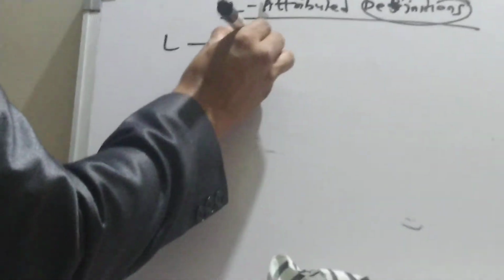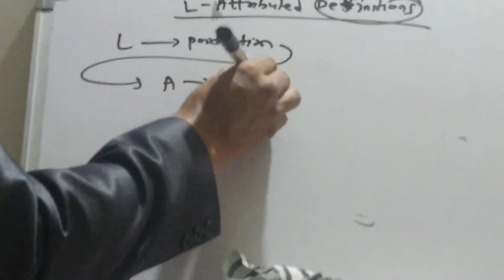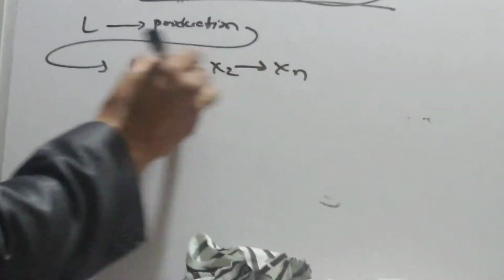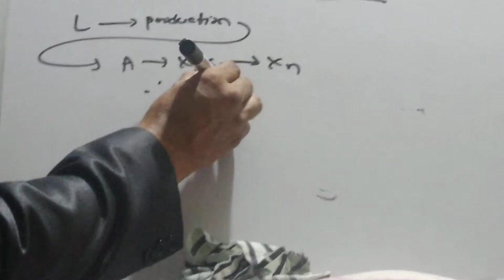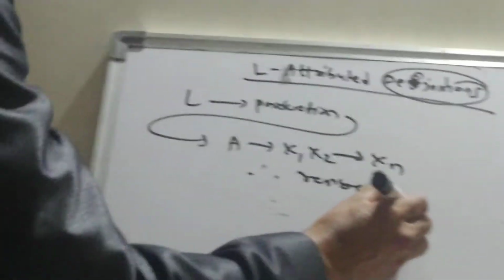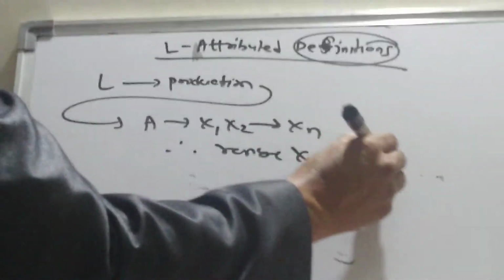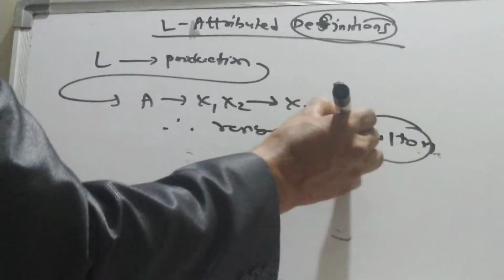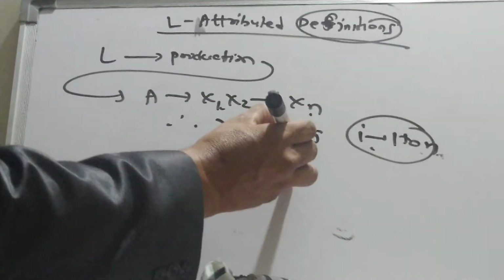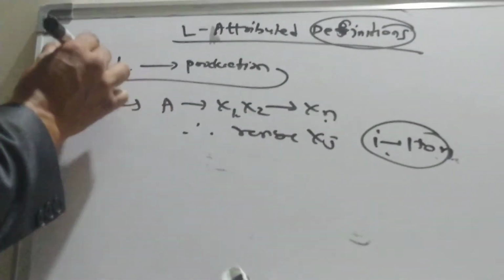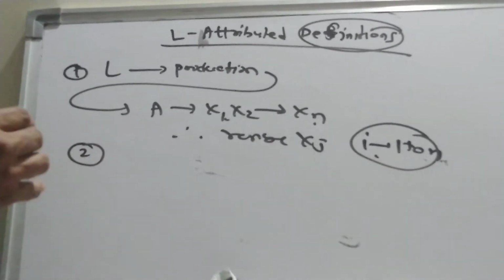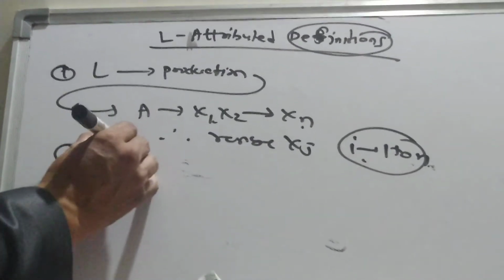L is having the productions and it can be defined as A is X1, X2, Xn. The range of Xj lies, that is j lies between 1 to n. This is the length, that is 1 to n. So this is number 1. Number 2, the attributes both are inherited.